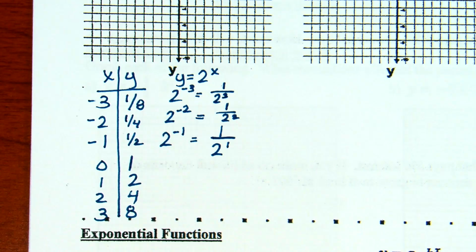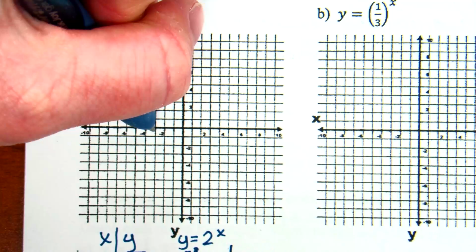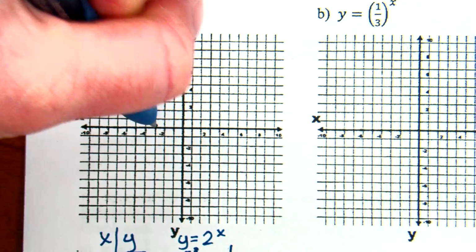Shall we graph it? Let's graph this and see what it looks like. -3, 1/8. How do I graph -3, 1/8? I'm going to go left 3 and up 1/8 of a box. Left 3 and up 1/8 of a box. So I am barely off the x-axis, right?